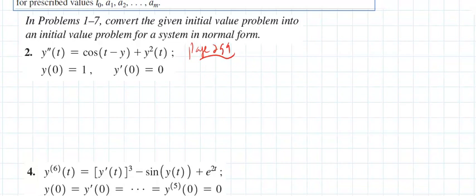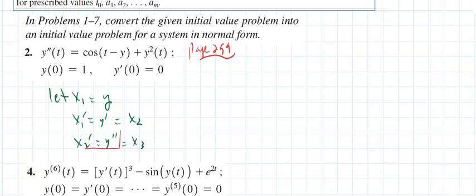So if I look at number 2, what you do, you convert that to x. You say, you know what? Let x sub 1 equal y. And what you do, you take a derivative. You let that equal x2. And what you do, you keep on taking derivatives until you get all the derivatives possible. So I could keep on doing this forever, but here I just need to go as high as a second derivative because that's a second order.